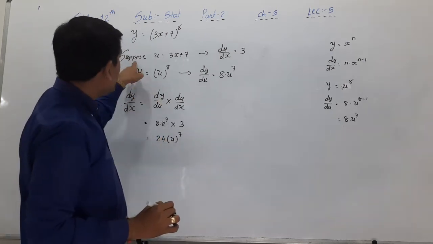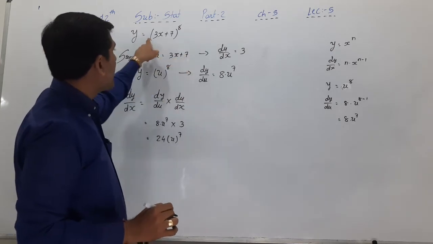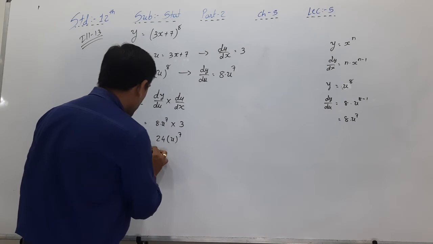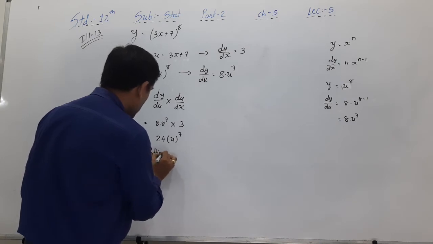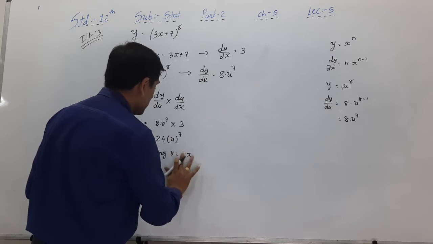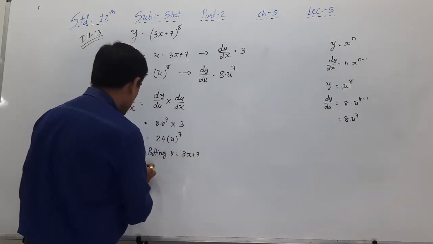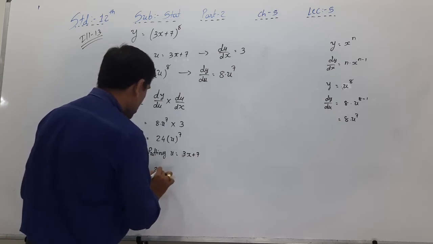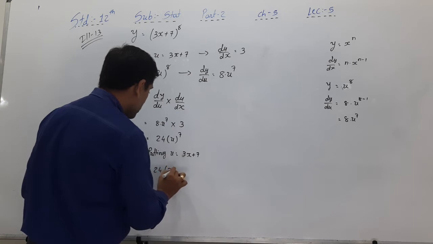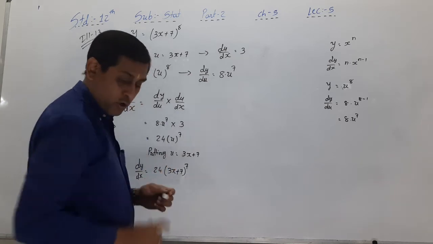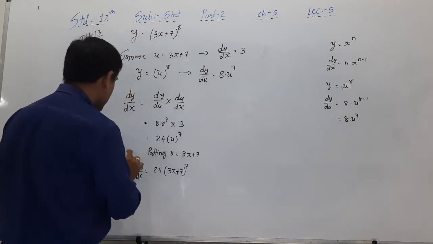Now here I am supposing u is equal to 3x plus 7. Now put the original value of u here. Putting u is equal to 3x plus 7, so dy by dx is equal to finally 24 into 3x plus 7 raised to 7 is your final answer.